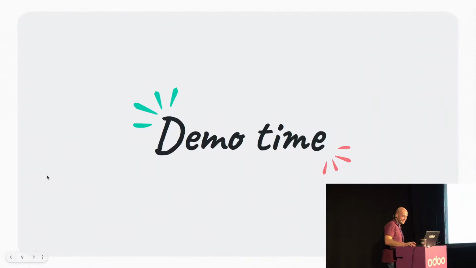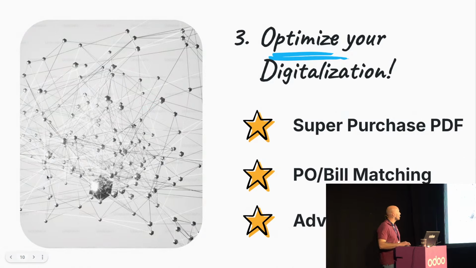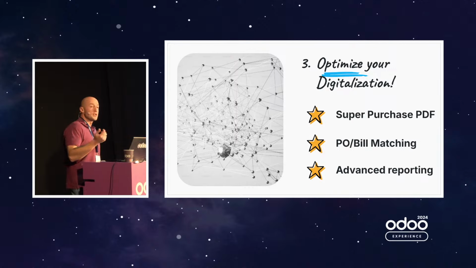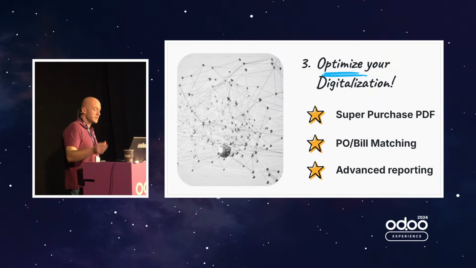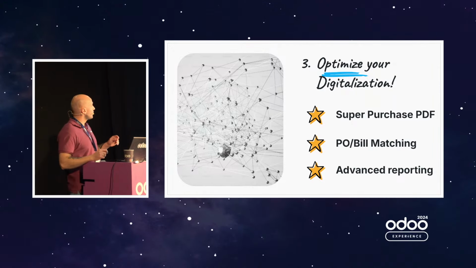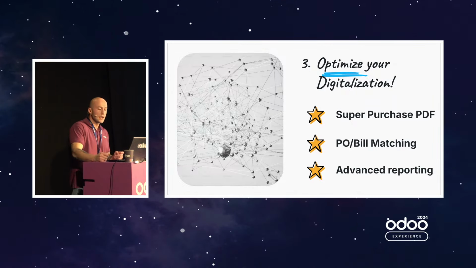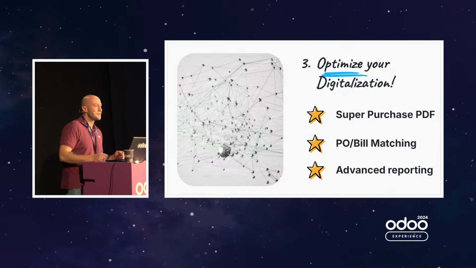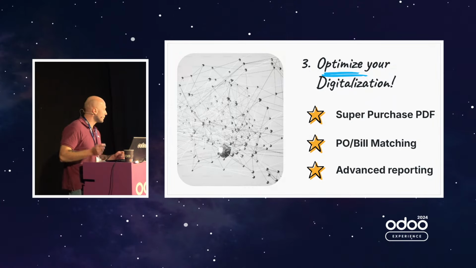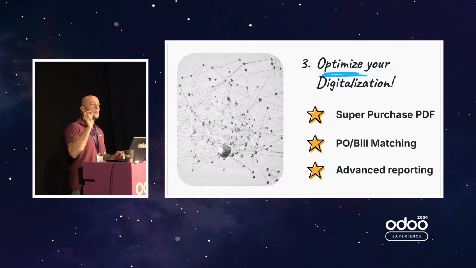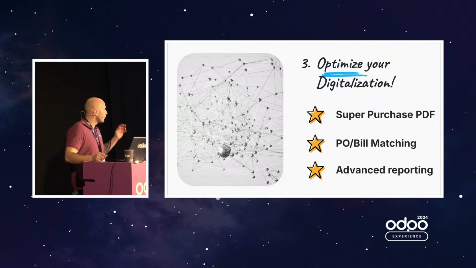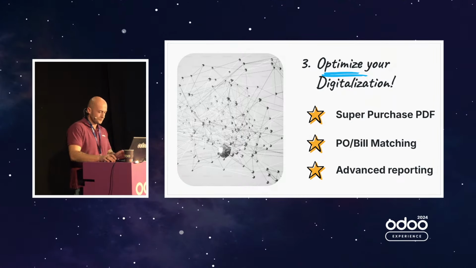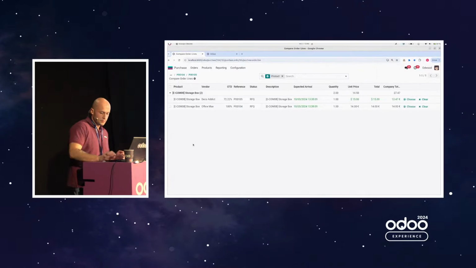Go back to our presentation. And now I will show you how to optimize your digitalization. So today, electronic exchange is becoming the norm in terms of exchange with different partners. And Odoo goes one step further for this, and I will show you how we better manage the exchange with a super PDF. I will show you also a new way to match, sorry, PO and bill. And at the end, I will quickly show you the new dashboard functionality for advanced reporting. Let's go back to Odoo one last time.